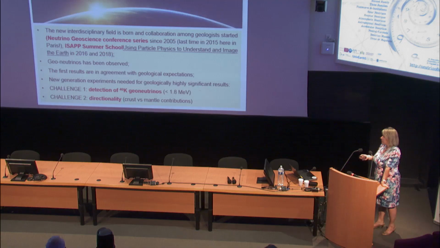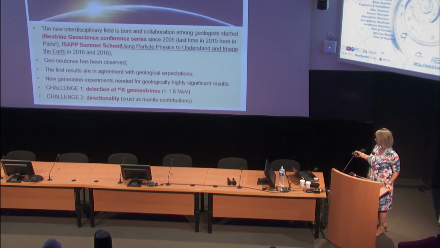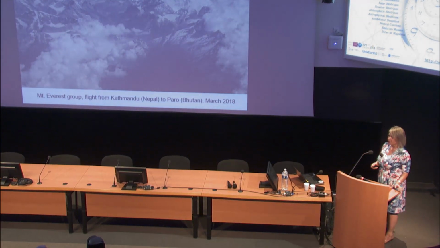And I would like to finish with mentioning just the 2 challenges which are in this field. The first one is the detection of the potassium-40 antineutrinos, which are below the IBD threshold. It's very important. Another challenge would be to measure directionality of incoming geoneutrinos, which would help in distinguishing the horizontal crustal and the mantle geoneutrino coming from the more vertical directions. And with this, I thank you for your attention.